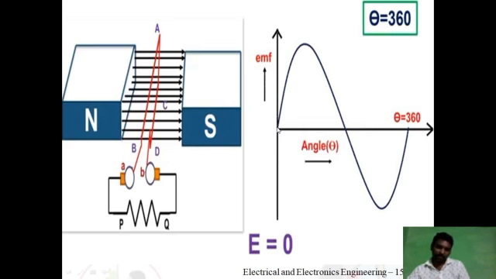If you observe, overall, whenever the conductor, that is the plane of a coil ABCD, is rotated for one revolution from theta equal to 0 degree to theta equal to 360 degree, what is the amount of EMF induced? It is a sinusoidal AC voltage. You can observe.